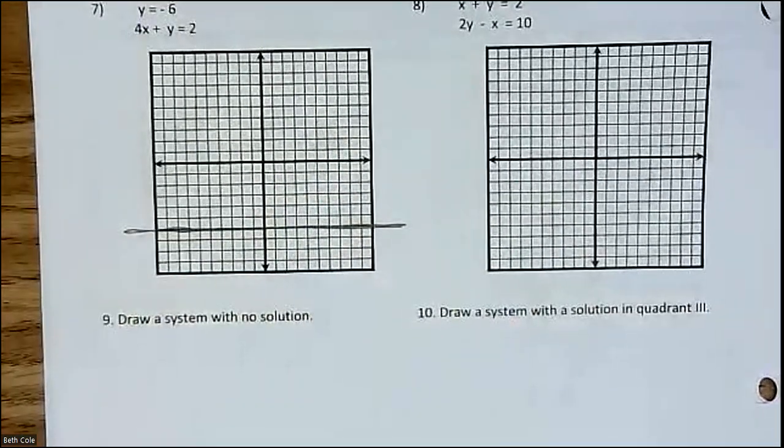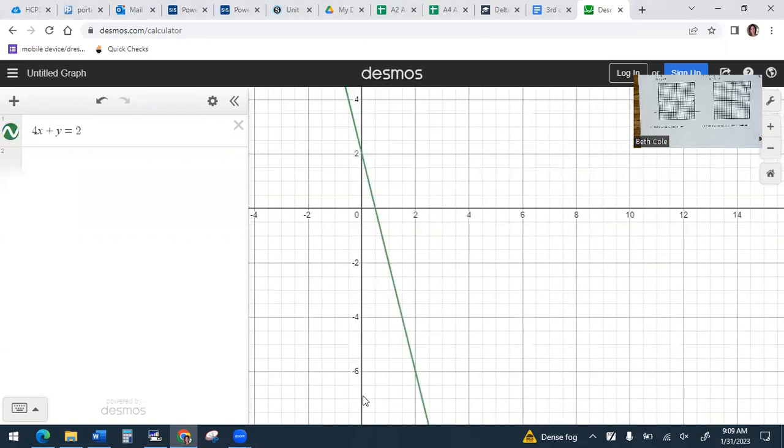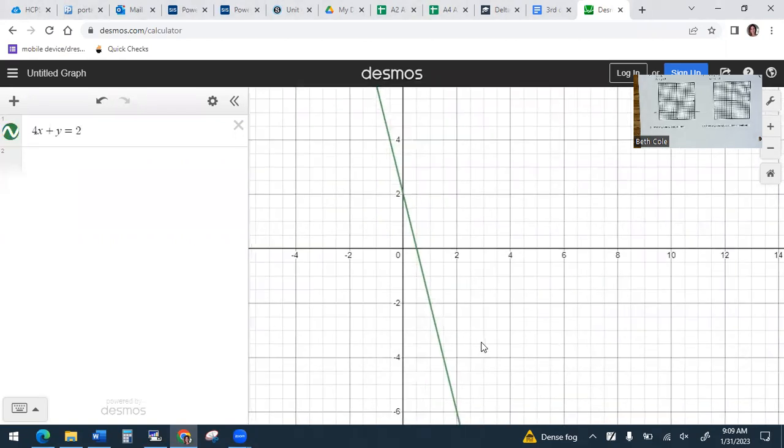All right. And then I'm just going to type in the other one. Let me share screen so this will show up. All right. And then what is it? 4x plus y equals 2. Now you need to find some points that are on nice whole numbers. So do you see any? 0, 2, do you see that one? Do you see any others?